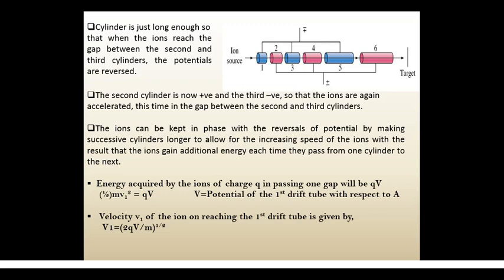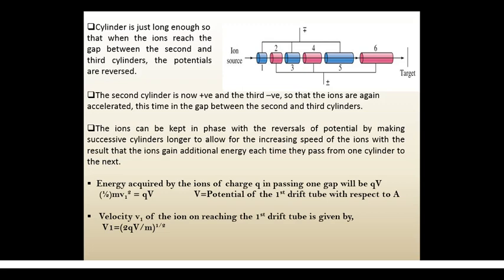Now the particle has attained a velocity v1. After the next acceleration, it attains a velocity v2. That is, v2 is the velocity of the ion on entering the second drift tube. So the second acceleration is done here. Now the velocity has changed from v1 to v2. So how can we write the equation? Half m v2 square is equal to 2qV.